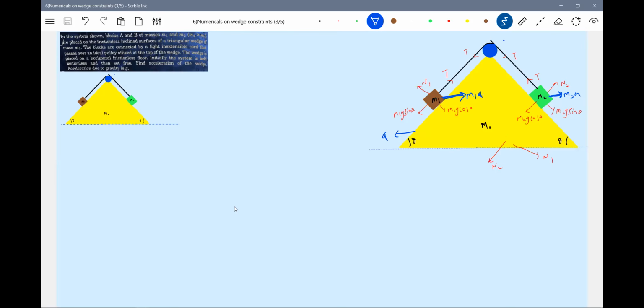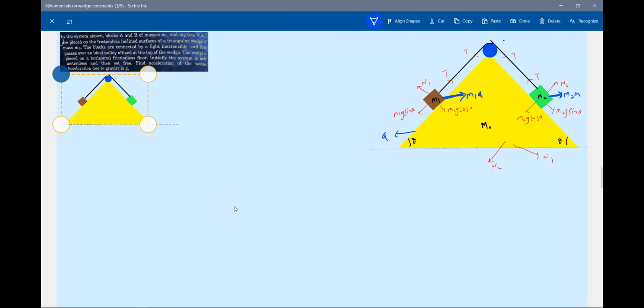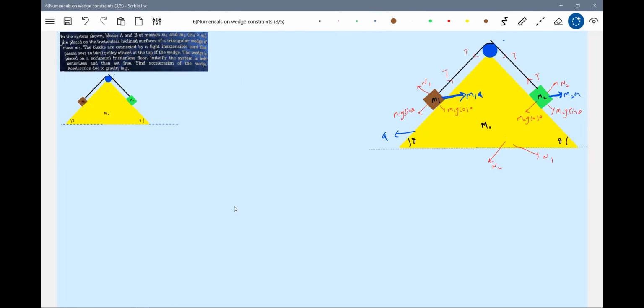So can we describe the motion of the blocks relative to the wedge? Yes, you can bring AR also. Here we are describing the motion of the block with respect to the wedge. So let's write the equations. Let the acceleration of the block be AR.